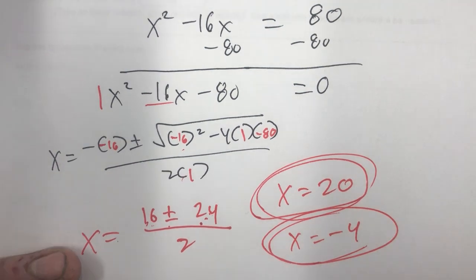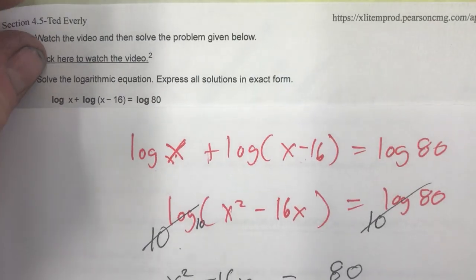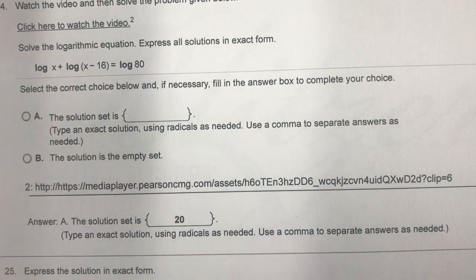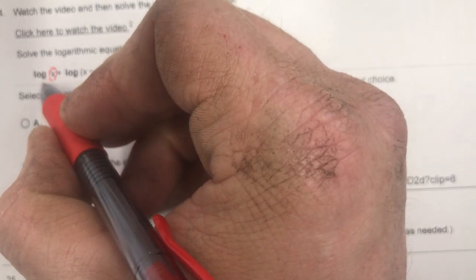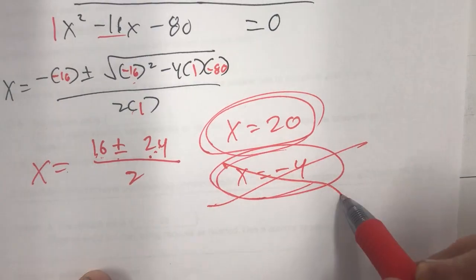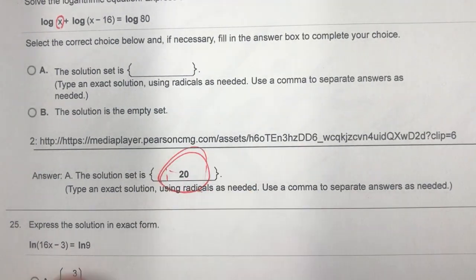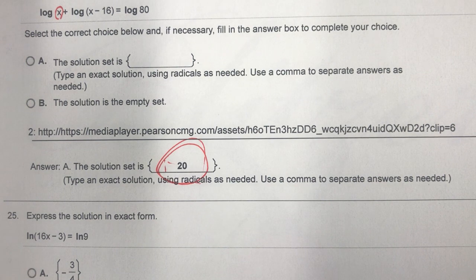Now I got a negative here, and like we talked about earlier, we've got to check and see if this works. Yep, right there, log of x. If I put negative 4 in there, I can't do log of negative 4, so negative 4 is out. So my answer should just be 20, and you see it right there. Okay, 2 more and we're done.